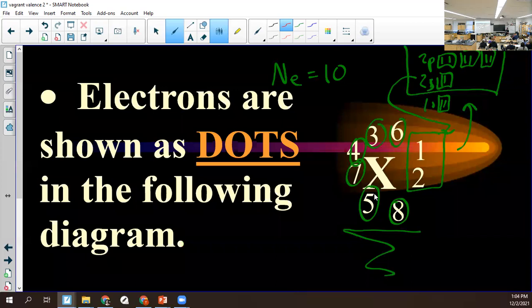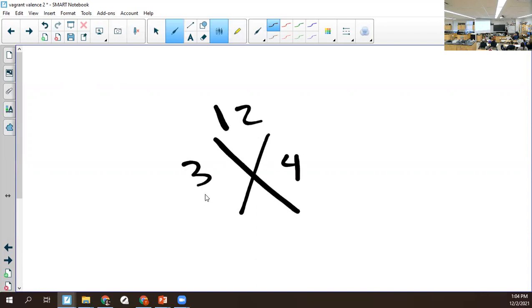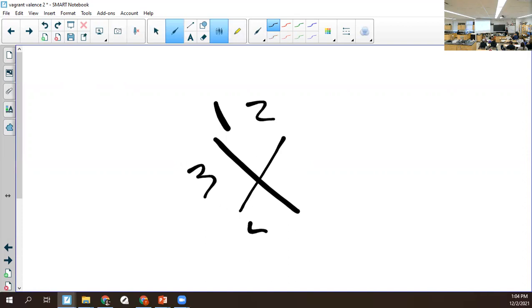Electrons are known as dots, so just put dots. Grant does it differently than me, so we'll go the way all of you learned it. It was like 1, 2, 3, 4, 5. Oh, what am I doing? Sorry. 1, 2, 3, 4, 5, 6, 7, 8. Just write it and let's move on with our lives. I start on the right side. That's the only difference. And it doesn't matter.